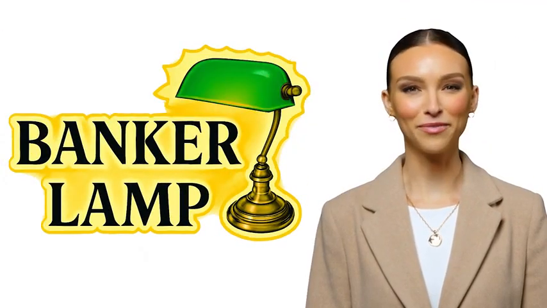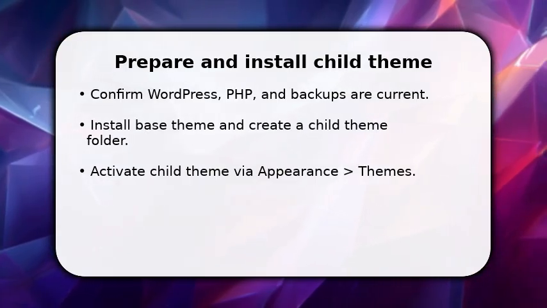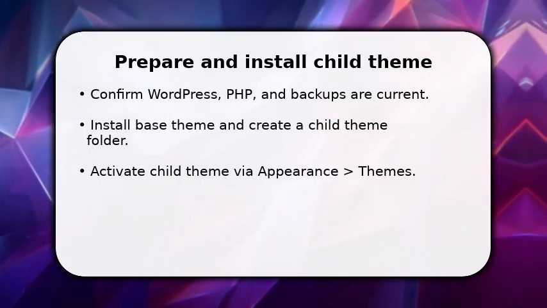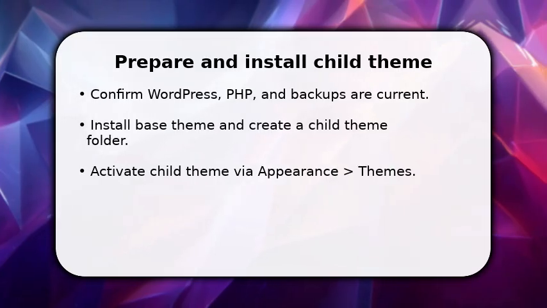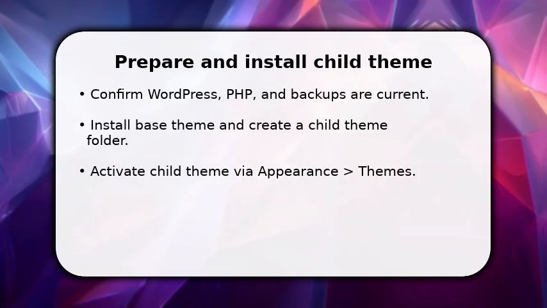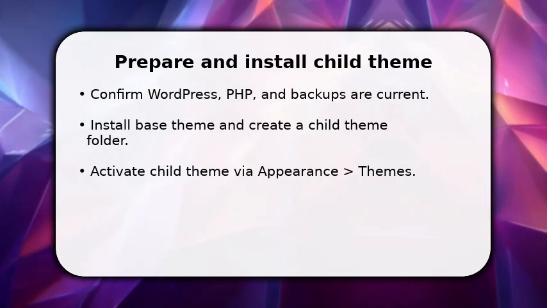Please enjoy the video. You start by confirming WordPress core and PHP meet the theme requirements, and you back up the site. Next, install the base theme you'll borrow styles from, then create and upload a child theme directory with style.css and functions.php. Once done, activate that child theme so you have a safe layer to modify.